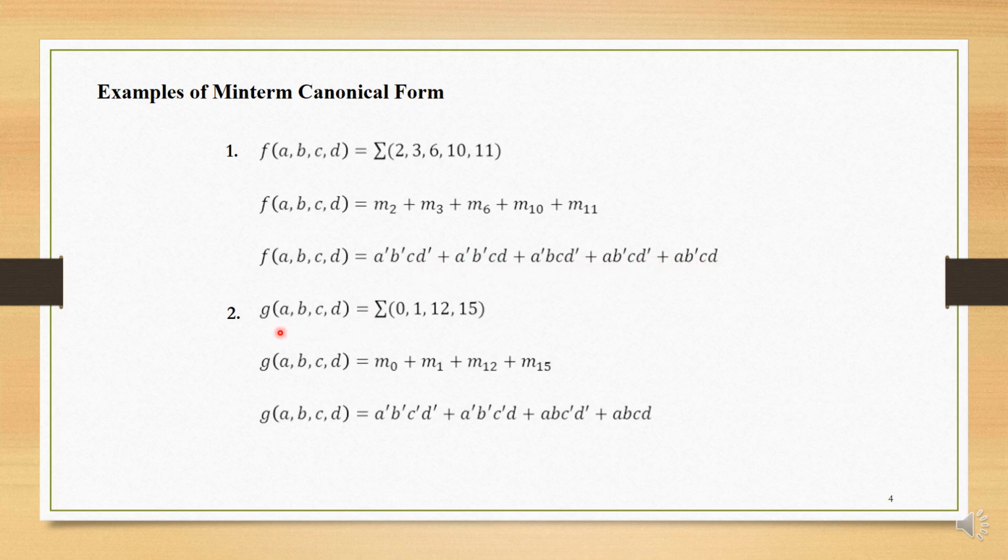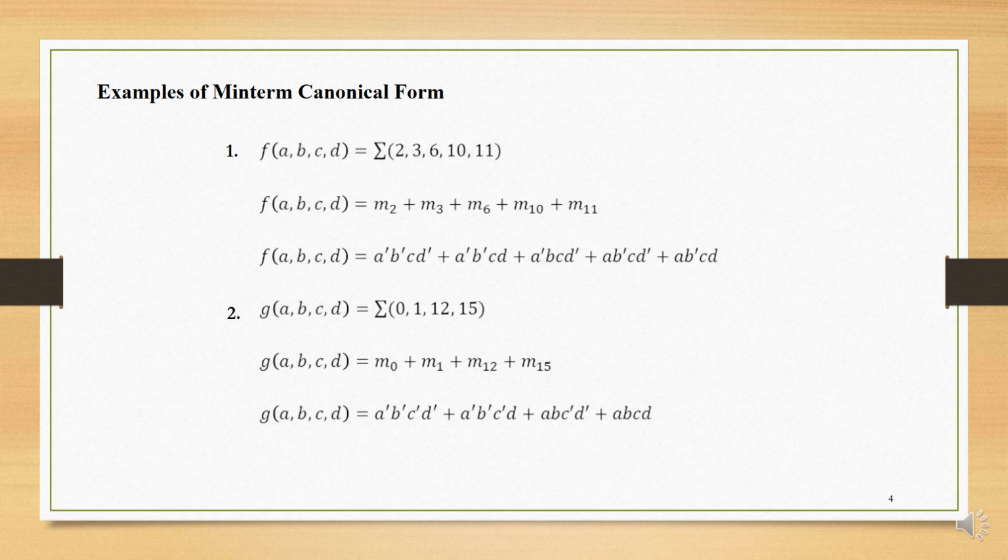The next example is g of a, b, c, d equal to summation 0, 1, 12, 15. Representing the same expression in terms of small m notation, it is m0 plus m1 plus m12 plus m15. The same expression can also be represented in Minterm canonical form. Just write the Minterms for each of the m notations here. So Minterm for m0 is a bar, b bar, c bar, d bar, plus for m1 it is a bar, b bar, c bar, d, plus for m12 it is a, b, c bar, d bar, plus for m15 it is a, b, c, d.